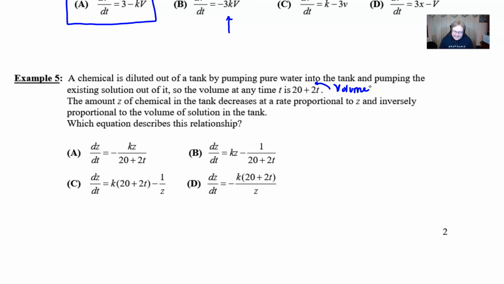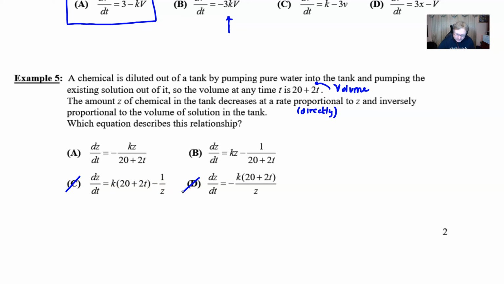The amount Z of a chemical in the tank decreases at a rate proportional to Z and inversely proportional to that volume. So we notice that each of the four answer choices begins with a dz over dt, which is what we want. That's good. Proportional implies directly proportional, so we should have a k times z in our answer. And really, we notice that only two of these demonstrate that. Choices A and B seem to still be on the table.